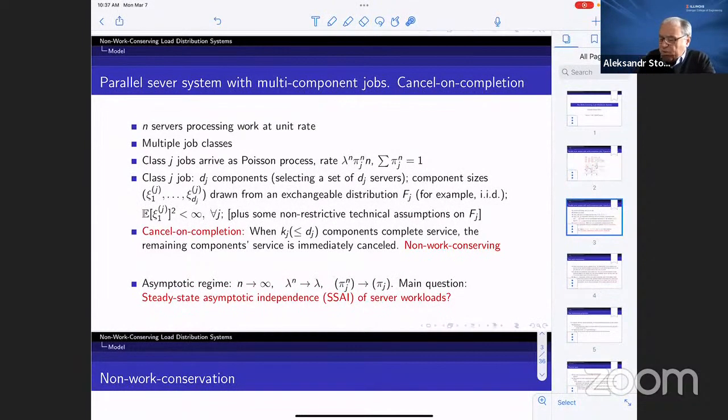Our primary interest will be the asymptotic regime when n goes to infinity. The rate per server goes to something, and the probabilities of different classes also go to some distribution. The main question we want to address is, when do you have steady state asymptotic independence of server workloads? Steady state asymptotic independence is a very long phrase, so in this talk I will call it Anzacs, following Maury, Bramson, and others. Instead of saying steady state asymptotic independence, I will say Anzacs.